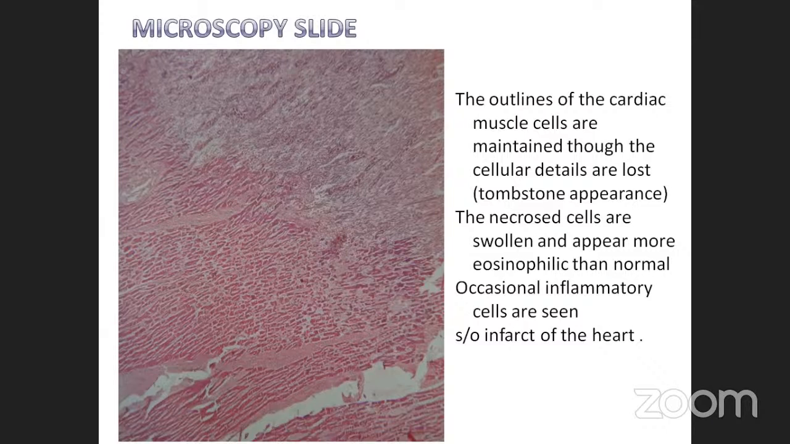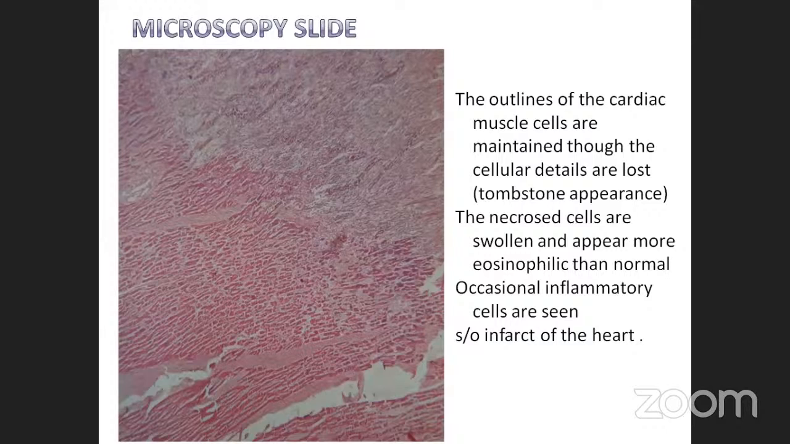The cellular outlines are maintained, but the cellular and the nuclear details are lost, and that gives the organ the tombstone appearance on microscope. Right? So the cells are swollen and appear more eosinophilic than the normal, and may be infiltrated by inflammatory cells.